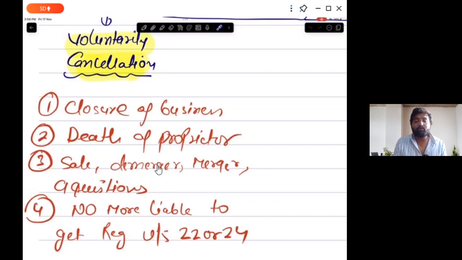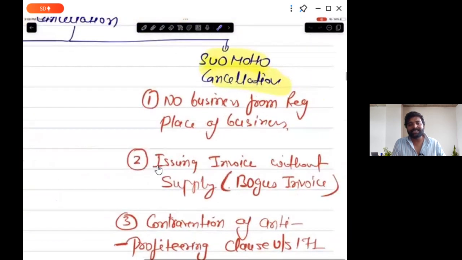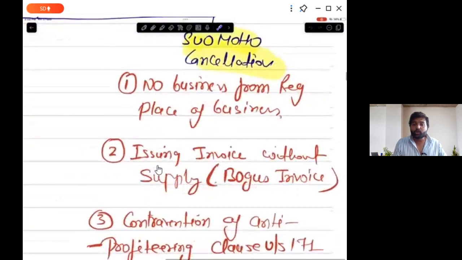But this is only for voluntary cancellation. What about when the department wants to cancel your GST number? First of all, it is called suo motu cancellation. Suo motu means the department wants to cancel your GST. So it is called suo motu cancellation. And there are many reasons when the department will cancel your GST.